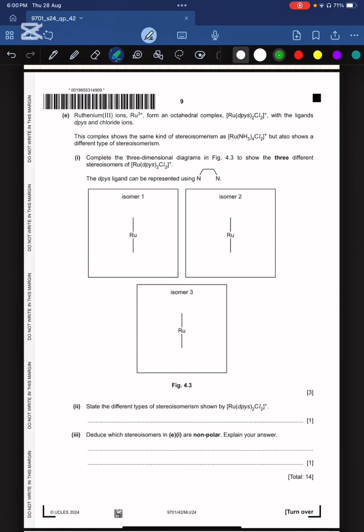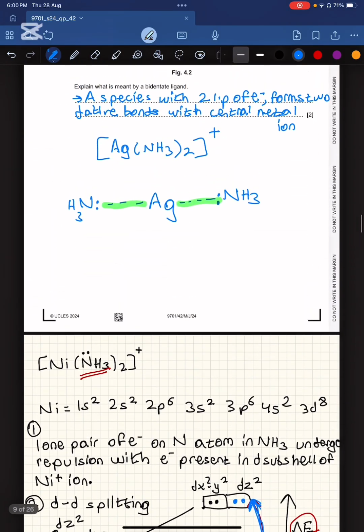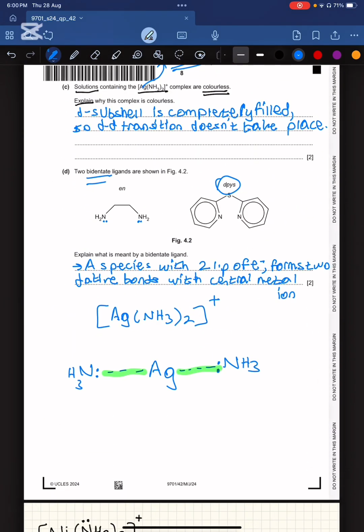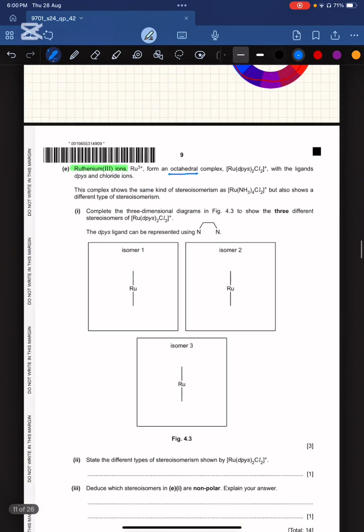The next thing is about ruthenium ions, Ru3+. They form an octahedral complex. RuDp, we just saw DPYS right here, and we know it's a bidentate ligand. So we have two bidentate ligands here. What does that mean? That means we already know that four dative bonds are right here.